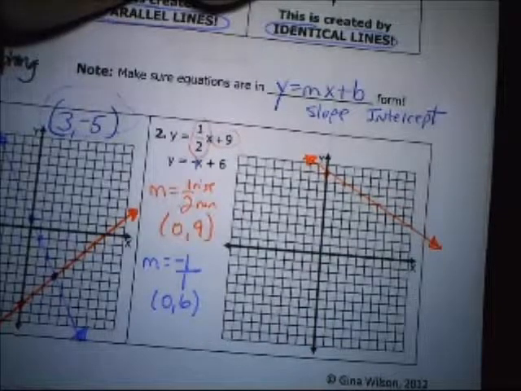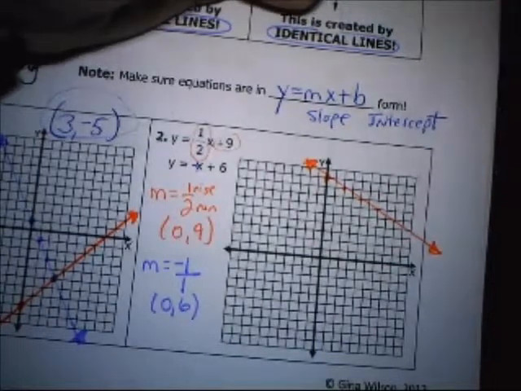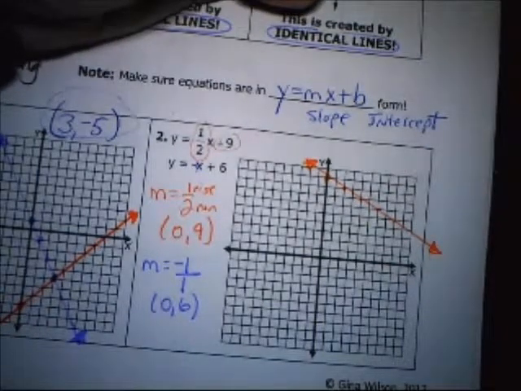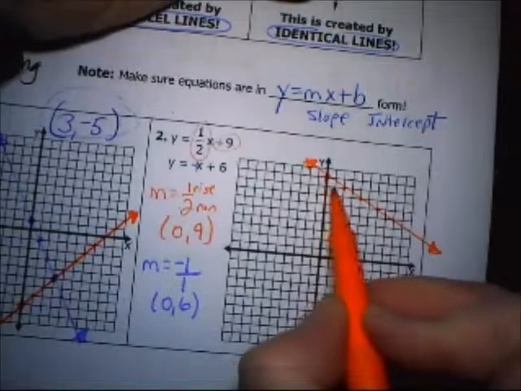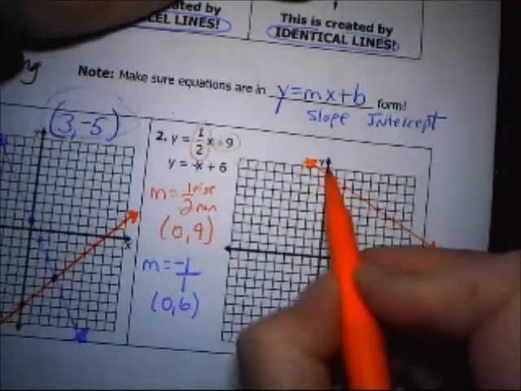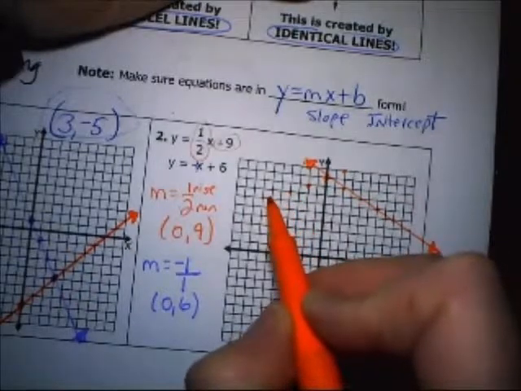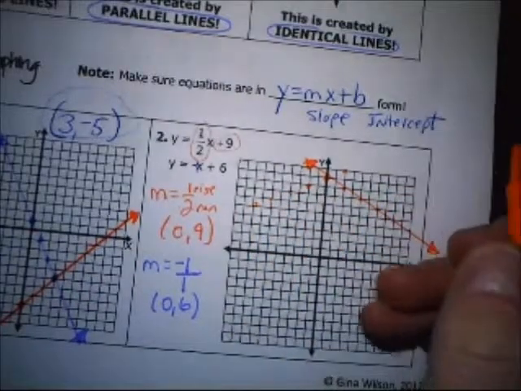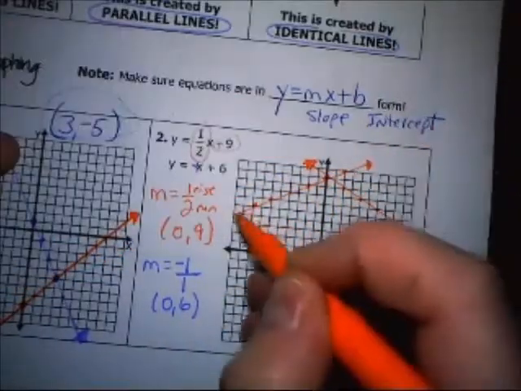Oh, I just realized I graphed the first one wrong. Let me see, where'd my orange pen go? Okay. I went down 1 and right 2. I was supposed to go up 1 and right 2. So this graph should be going actually in this direction. Let me get some white out and I'll get rid of the other one.